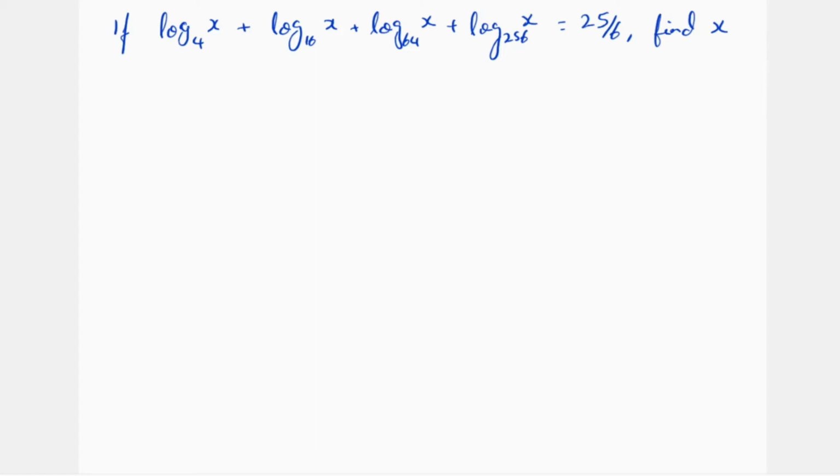Log x to the base 4 plus log x to the base 16 plus log x to the base 64 plus log x to the base 256 is equal to 25 upon 6. Find the value of x.